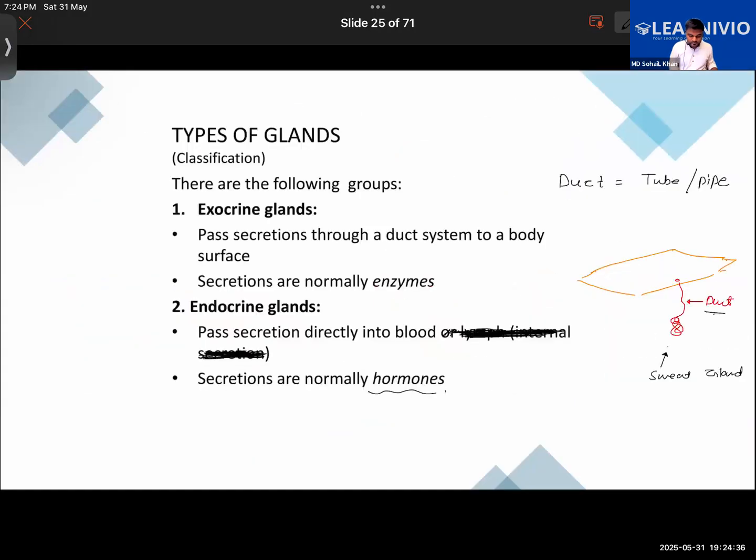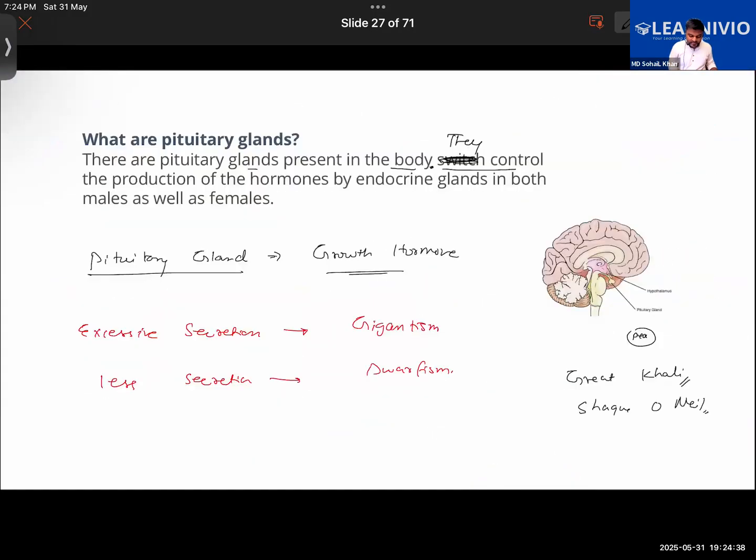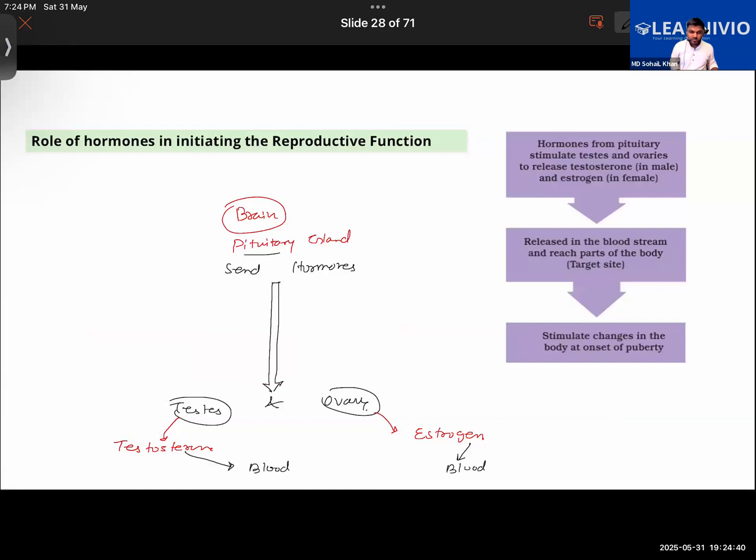Right? So there are different target sites of the testosterone hormone. Via the blood, it is carried to different parts of the body, like it's carried to the muscles, to the hairs, to the.